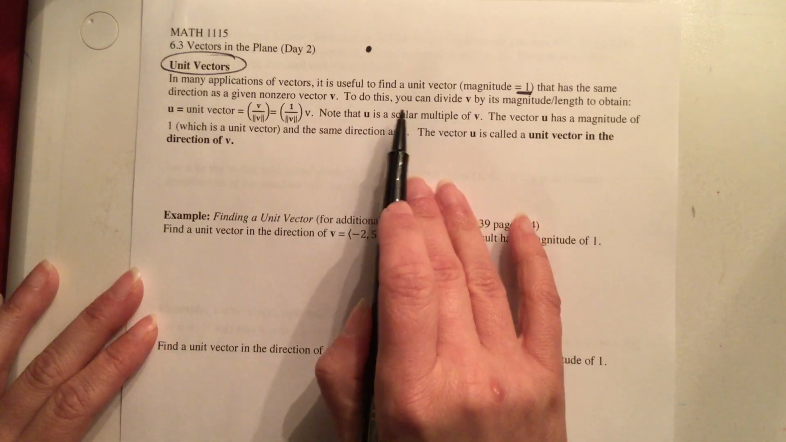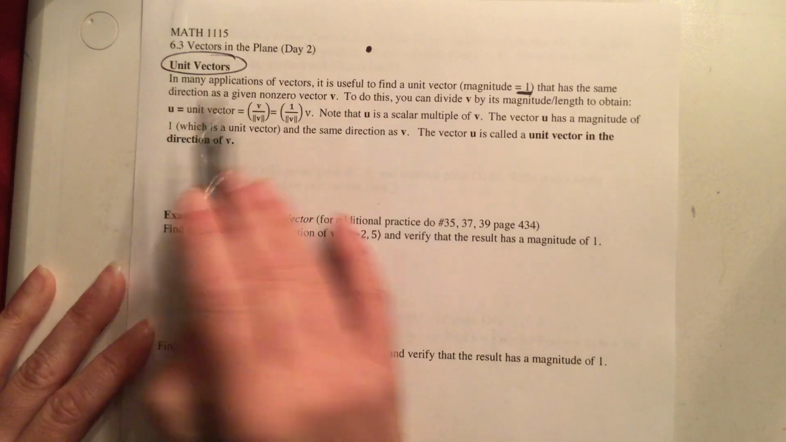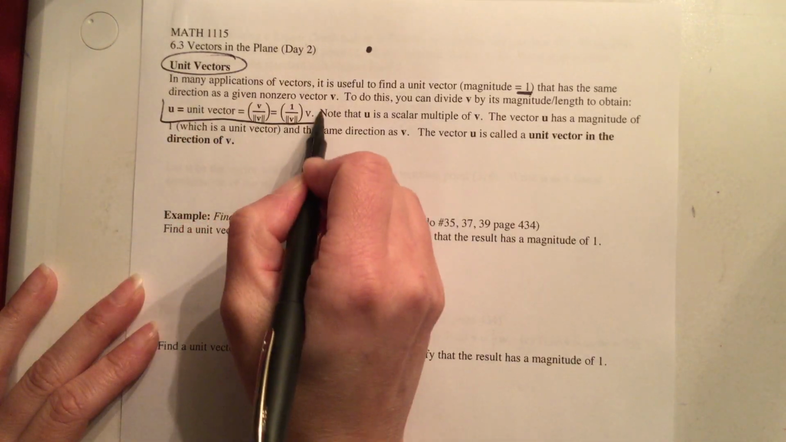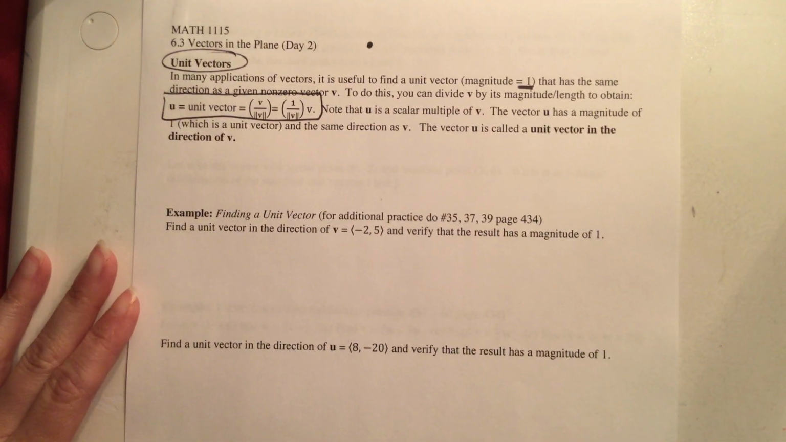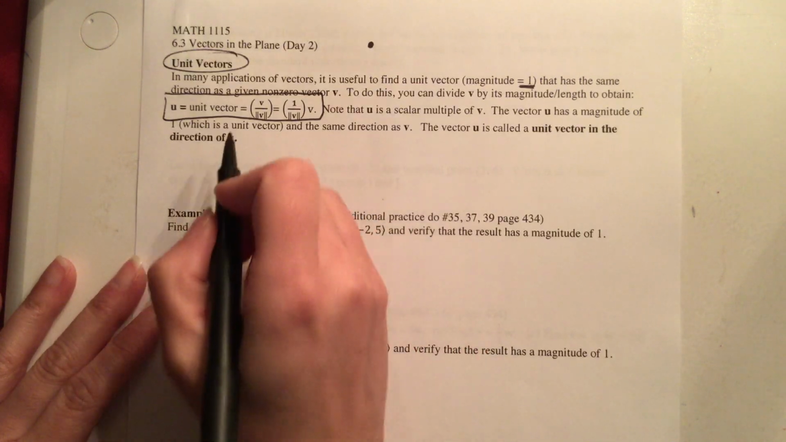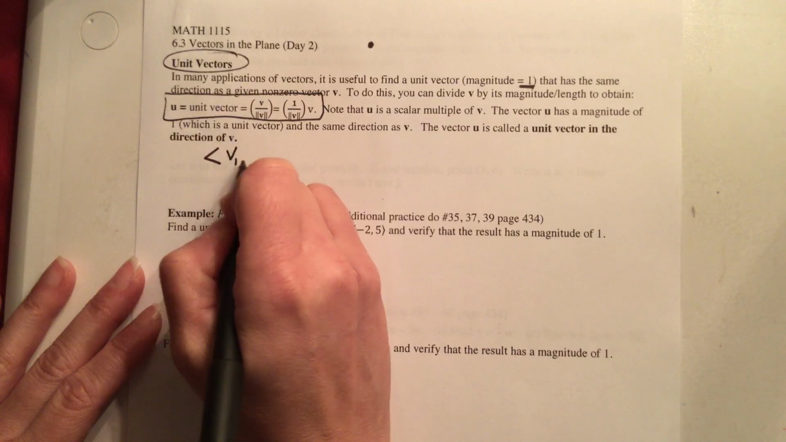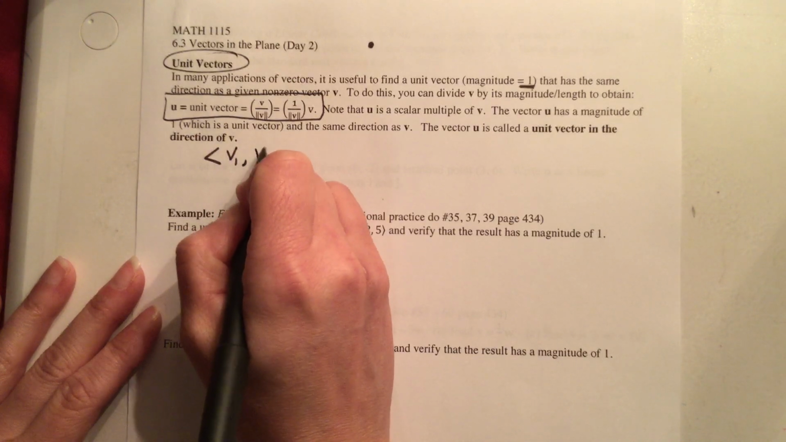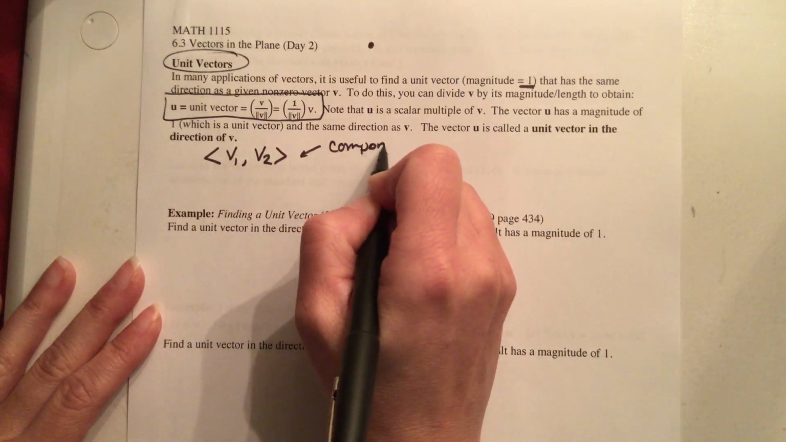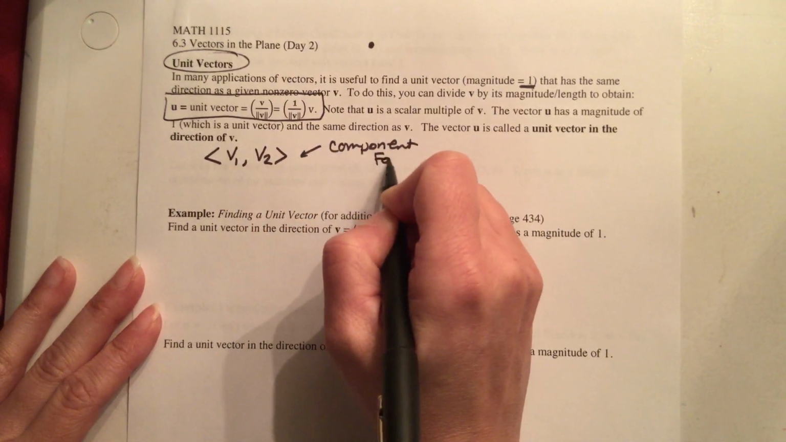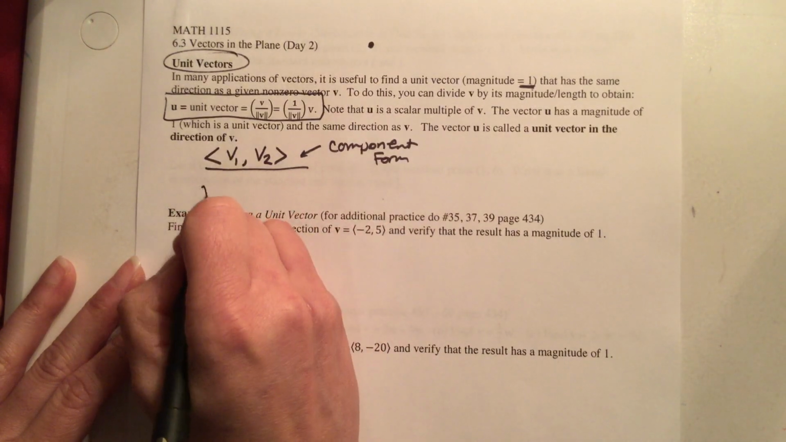If you have a vector and you want to change it into a unit vector, this is the formula that you use. I know it can be kind of funky looking like this, so this is how I'm going to show you. This was always easier for me. To turn it into a unit vector, you take the component form. Let's say I have vector V, V sub 1, V sub 2. On the top, you have your component form. The bottom is the distance.